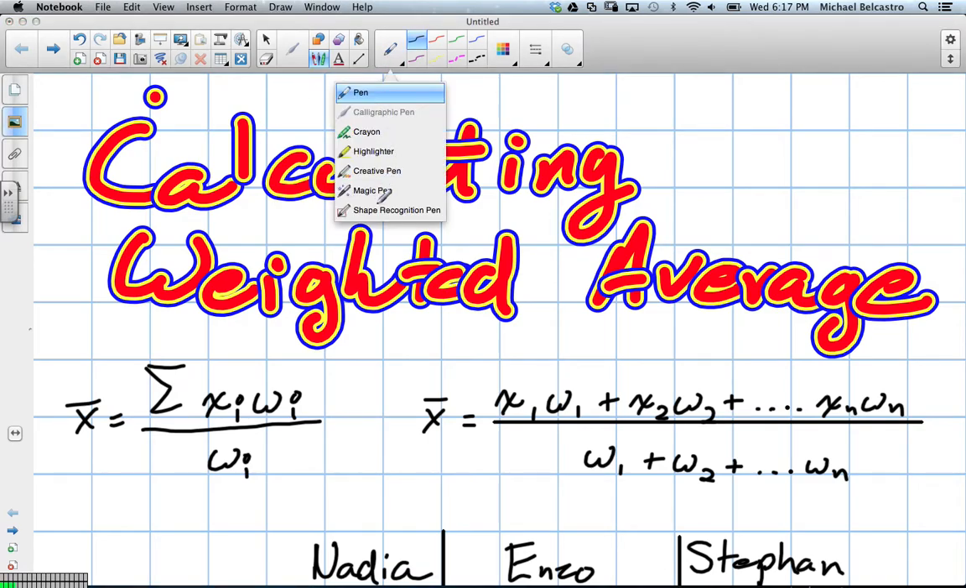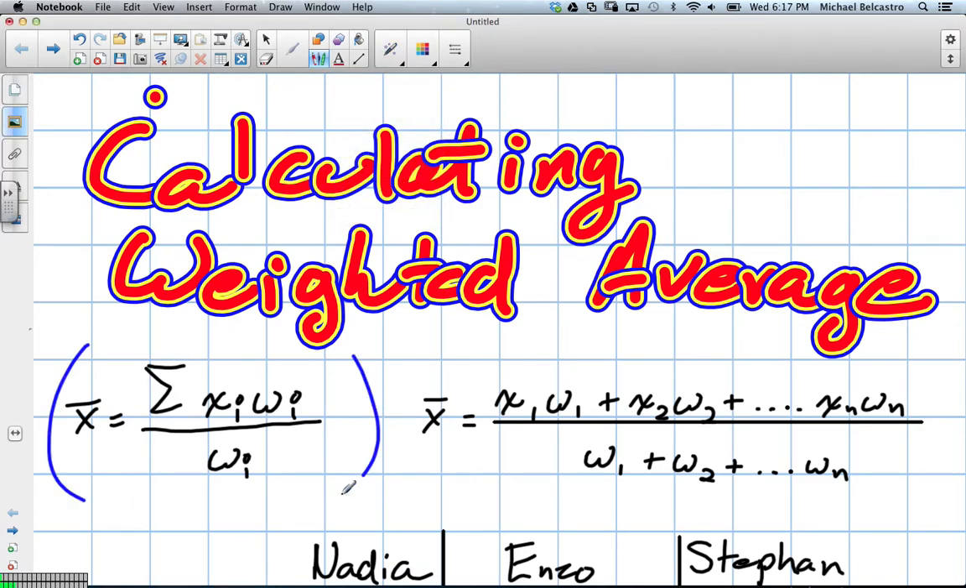So we're going to calculate weighted average. Now they've given you a formula like this, and this stands for the average or the mean, okay? X bar usually stands for the mean of a sample size, and sometimes they give you mu, and that deals with population, but right now we're talking about a sample size.